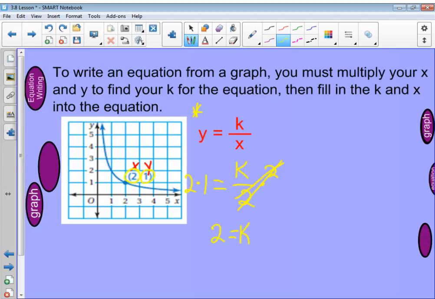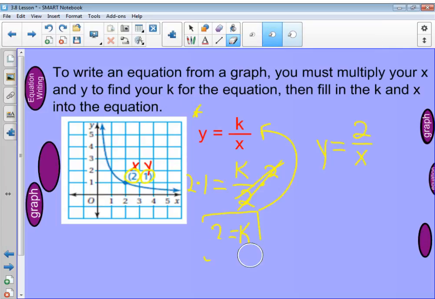So now we're going to take this and plug it into our equation up here. We're going to leave our y and our x as themselves. So y equals our k, which we found out is 2, over x. Okay, and the reason that we're writing this equation is now, as we practiced back in direct variation, we could substitute any number in for x and be able to graph this same line if we needed to.